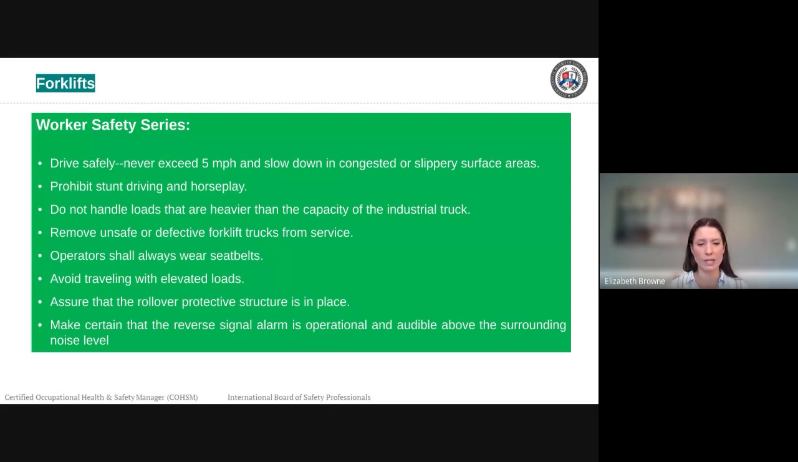Operators should always wear their seat belts. They should avoid traveling with elevated loads. They should assure that the rollover protective structure is in place, and they should make certain that the reverse signal alarm is operational and audible above the surrounding noise levels of the work environment.